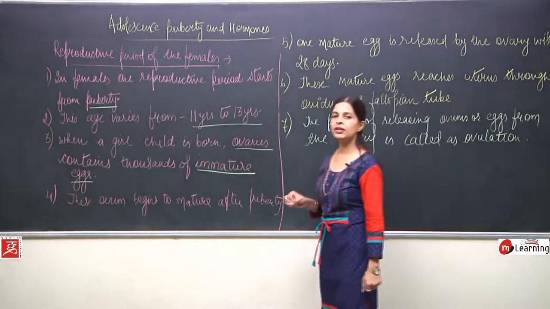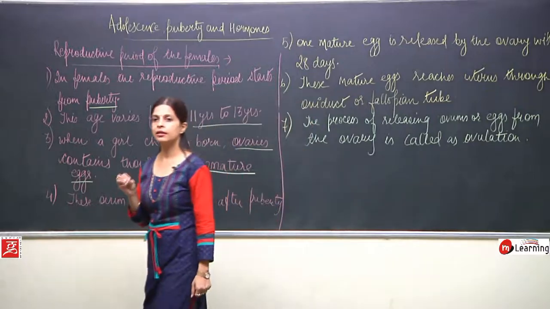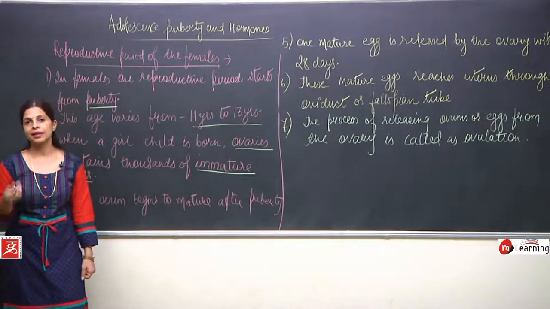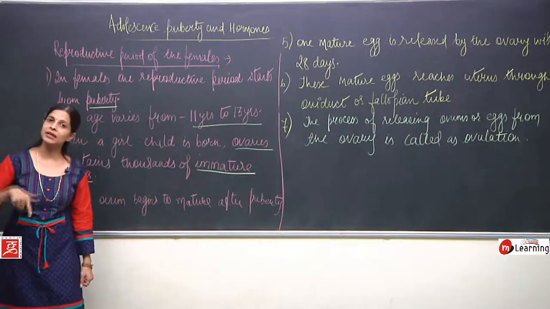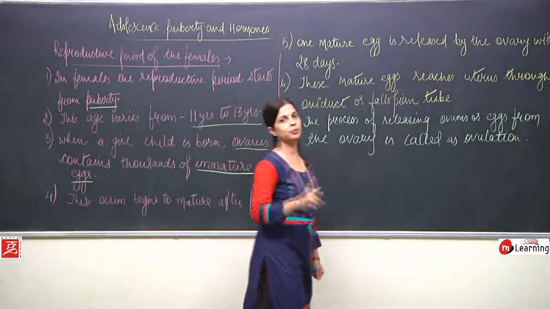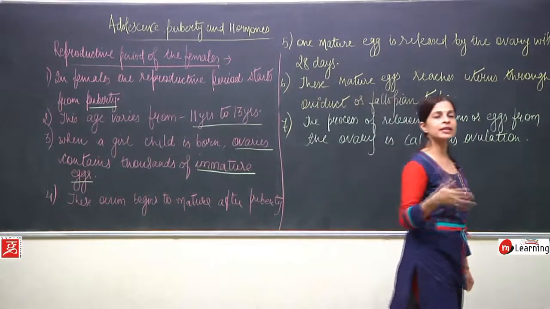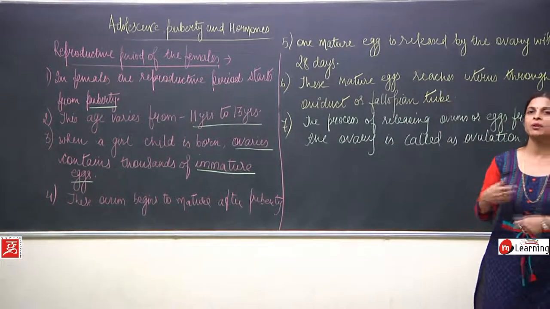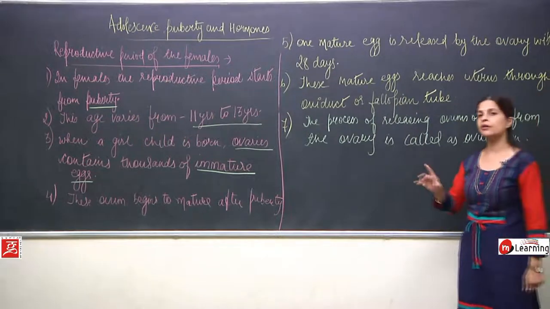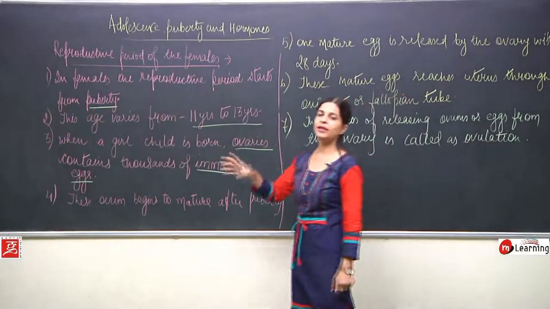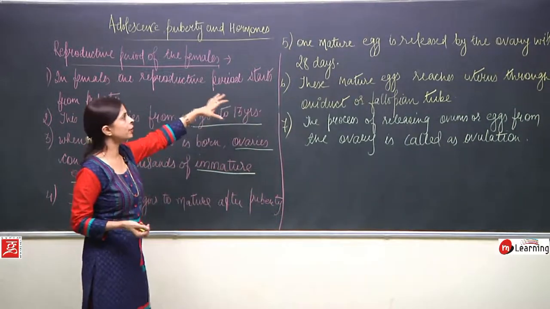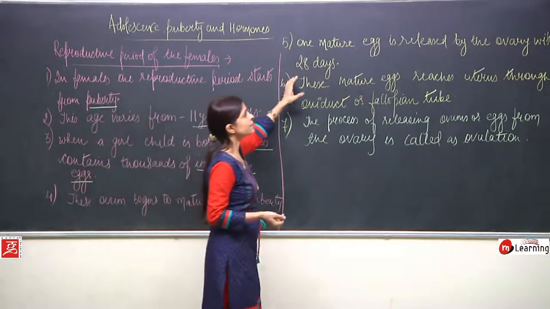Now when a girl child is born, already the ovary of the girl child has many eggs, but they are immature. These eggs will become mature after attaining puberty. Will all the eggs become mature at the same time? No, not at all. One egg will get matured within 28 days. So one mature egg is released by the ovary.